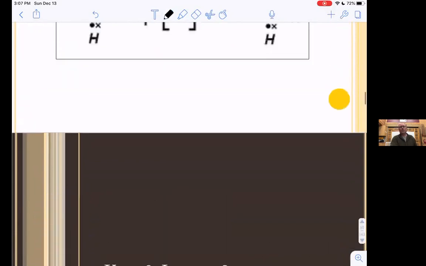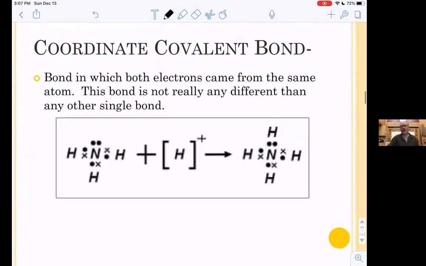Okay, so we're going to stop there. We'll do some more practice in the next lesson, and we'll also talk a little bit about where that double bond's going to be in those other ones.